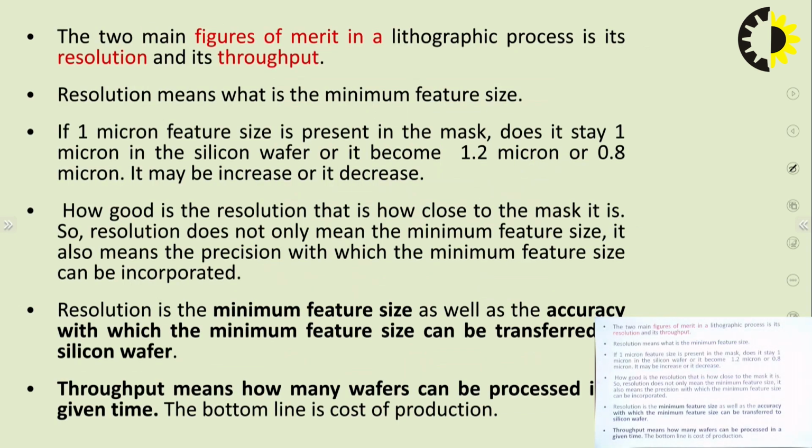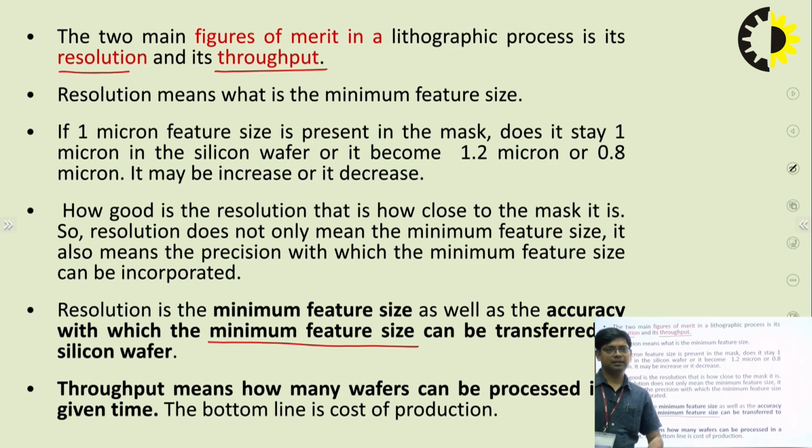Okay. The next, the two main figures of merit in a lithographic process are resolution and throughput. Resolution is the minimum feature size as well as the accuracy with which the minimum feature size can be transferred to the silicon wafer, and throughput means how many wafers can be processed in a given time. So, this actually tells about the cost of the production. So, if the throughput rate is less, the process is going to cost more.